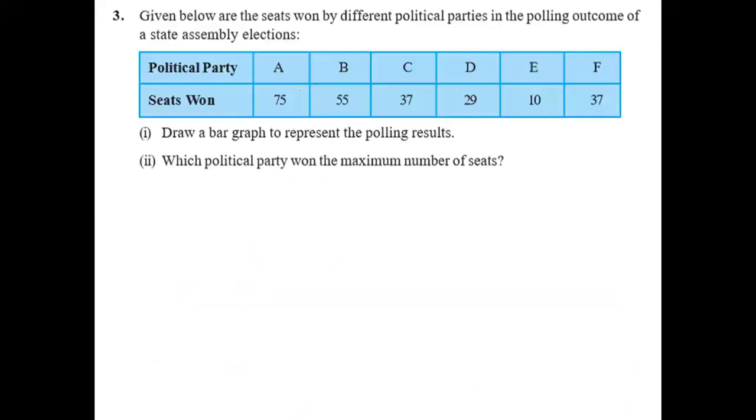We'll go to the next problem, the third problem. Given below are the seats won by different political parties in a polling outcome in a state assembly election. There are different parties like A, B, C, D, E, F, and the seats won are 75, 55, 37, 29, 10, 37. Draw a bar graph to represent the polling result. Again, the political parties will be on the x-axis and the seats won will be on the y-axis.